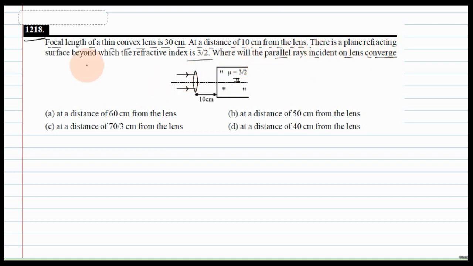So the light rays incident on the lens are parallel. These are parallel light rays which are incident on the lens, and we need to find where they are going to converge in the medium. Because the lens has a focal length of 30 cm, the light rays should converge at the focal length distance, which is 30 cm. But after 10 cm there is a change in medium.